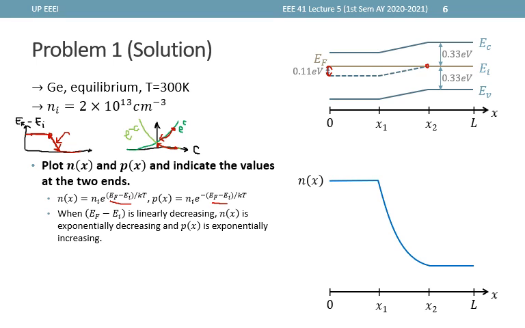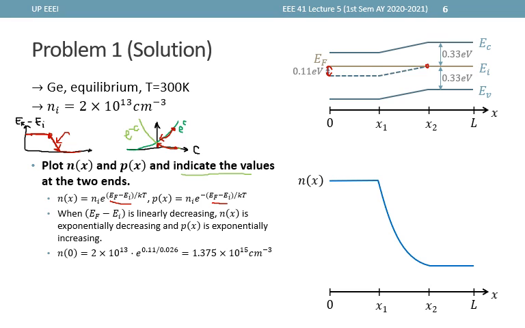Note that the values at the two ends are constant since ef minus ei is constant on those two regions. Whereas at the middle, since ef minus ei is linearly decreasing, then e raised to (ef minus ei) over kt must be exponentially decreasing. So next, we also were asked to indicate the values at the two ends. So we'll just have to evaluate the formulas.